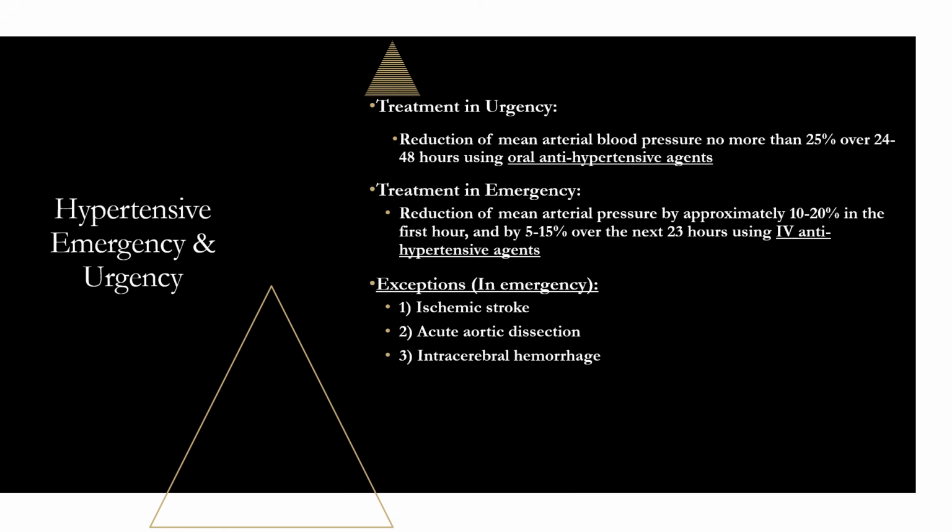And then for the same reason, if a patient has an intracerebral hemorrhage, you're not going to be following that same protocol over 24 hours. You're obviously going to be following a much faster protocol to decrease the blood pressure. So those are your exceptions. Those are the three things you need to remember. If they don't mention any of those three, you know that you're going to follow that formula: 10 to 20% first hour, and then 5 to 15% over the next 23 hours using those IV antihypertensive agents.